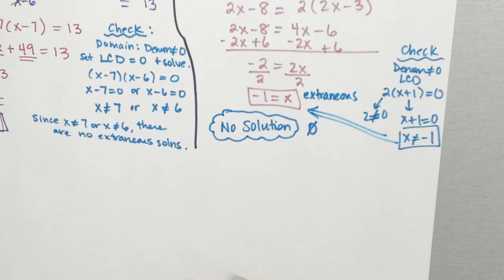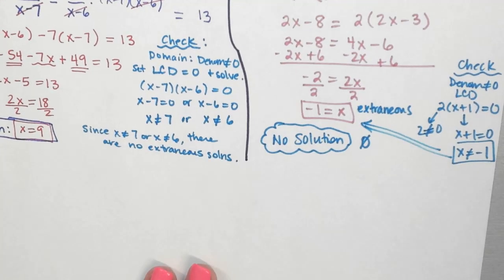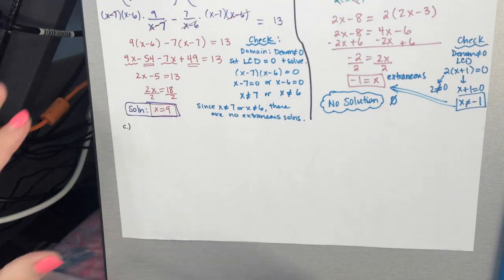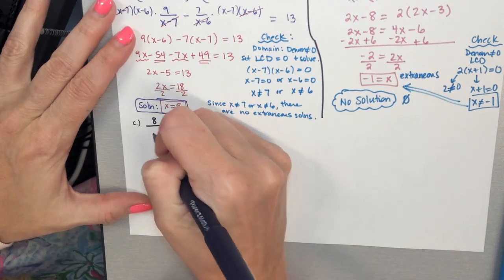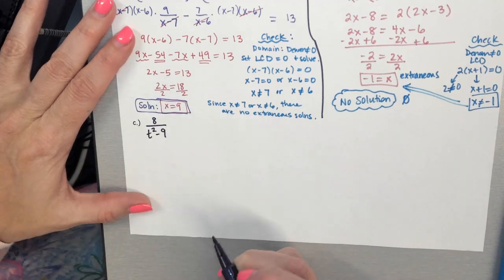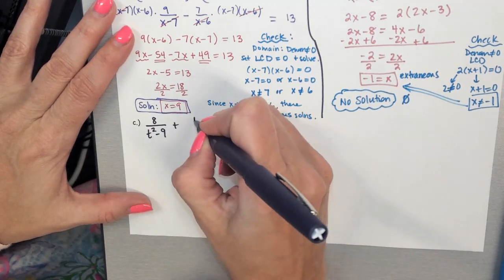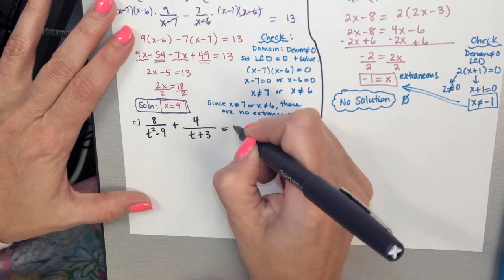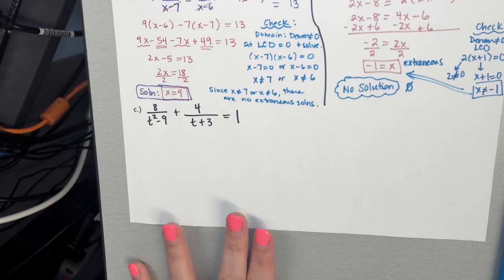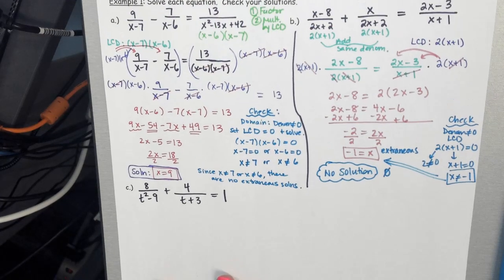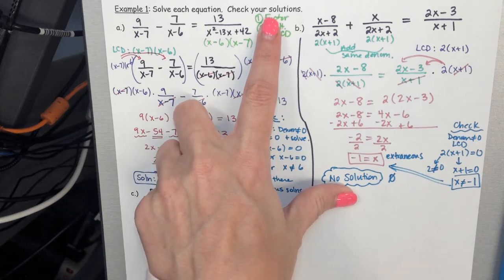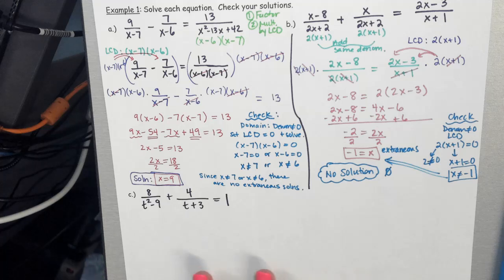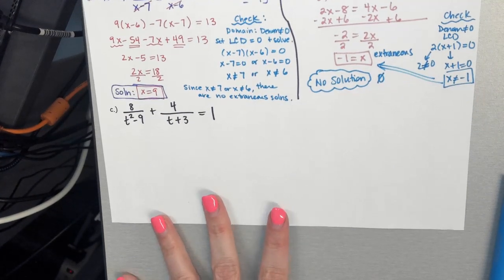All right, and then I'm going to have you start the last one: something divided by t squared minus 9 plus 4 over t plus 3 is equal to 1. Again, remember, these are two steps. Factor and then multiply by the LCD. So if you're not sure where to start, you always want to start with the factoring.